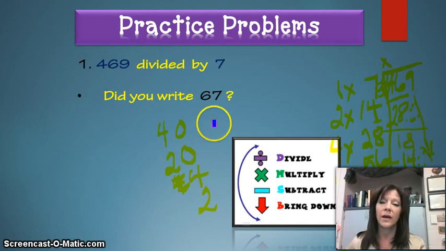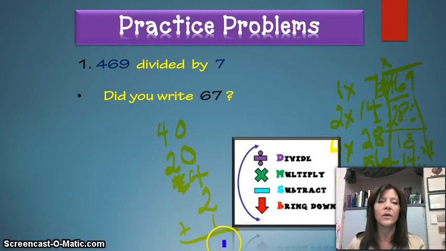So now I notice that that 7 went in there just one time. Now I need to add all those numbers together. 4 plus 2 plus 1 is 7, and 4 plus 2 is 6. And if I go all the way up here, 67 is my answer.